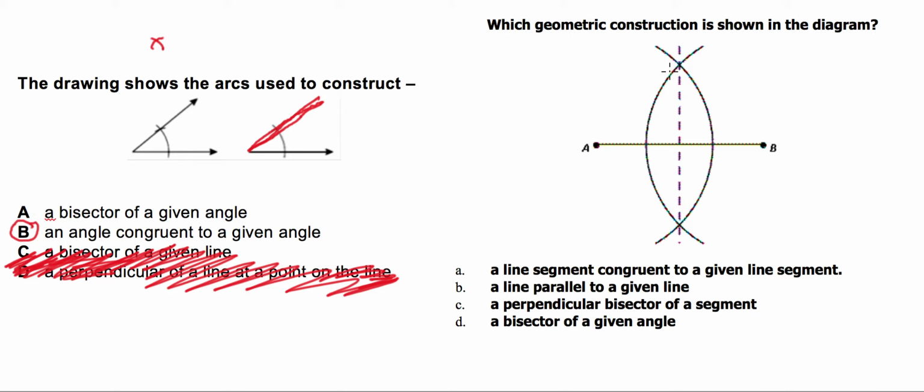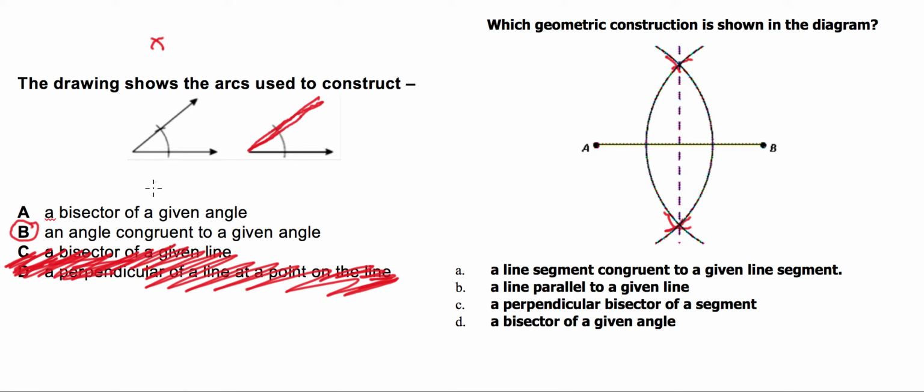Which geometric construction is shown in the diagram? What is that? Well, I do see these little X's here, and they've already drawn a line through them. So if I see this line and compare it, it almost looks like this line here, this vertical line, is going through the midpoint, cutting it in half.